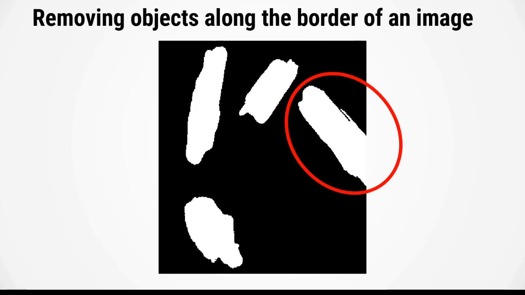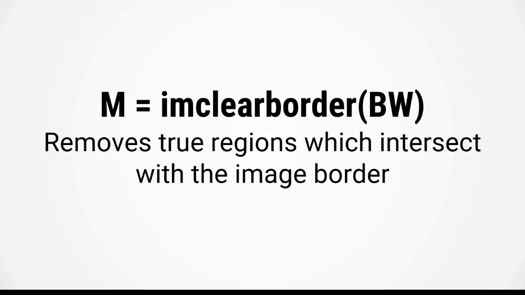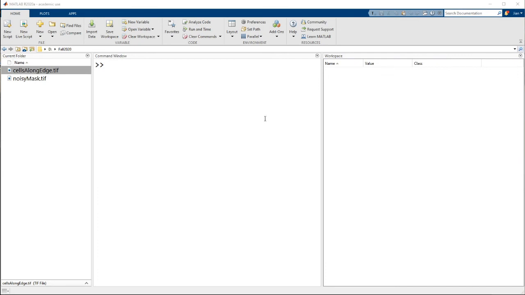Now, to remove objects that appear along the border of an image, you can use the function imclearborder. And imclearborder takes in a single input, which is your mask. And so this function removes true regions which intersect with the image border. Let's switch over to MATLAB.